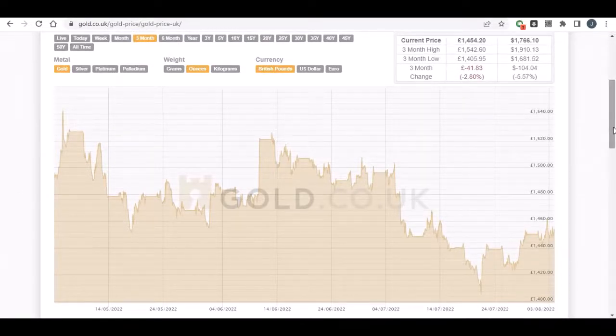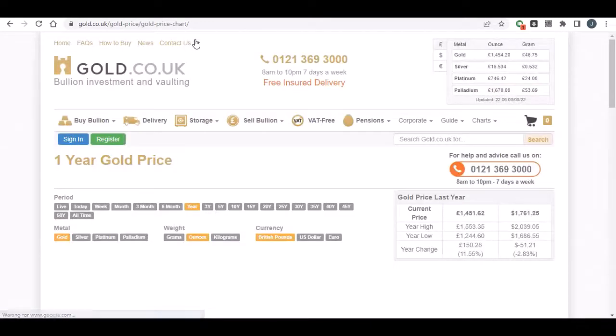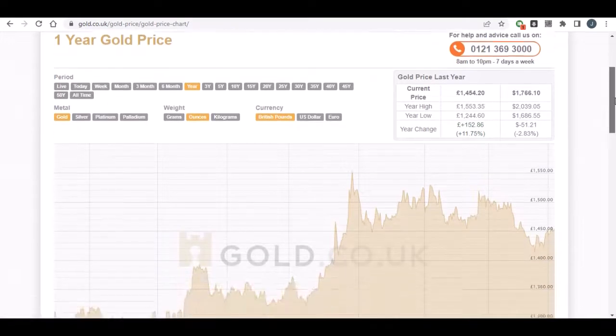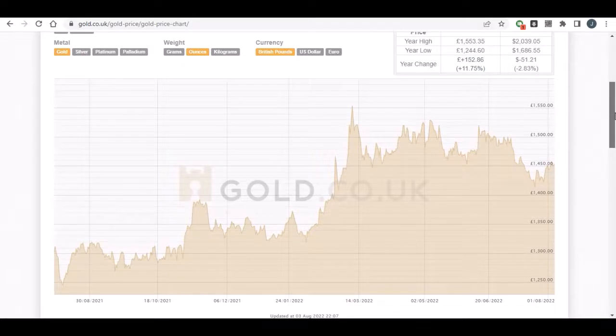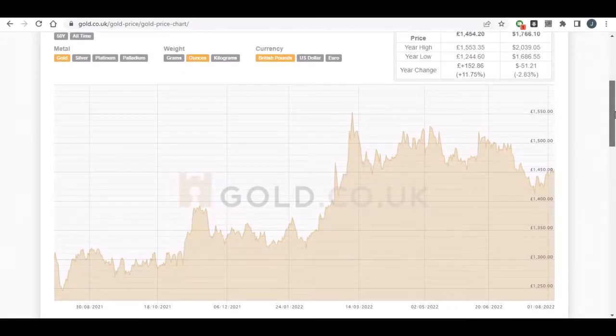and currently on the screen you're looking at the chart for the last 3 months, so it's a pretty short time frame. But as you can see, things are not doing an awful lot there. Let's expand that out to a year and see what that looks like. Okay, so over the course of a year, that has done a bit better.